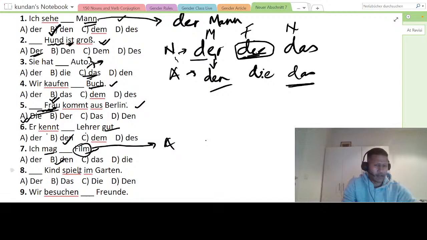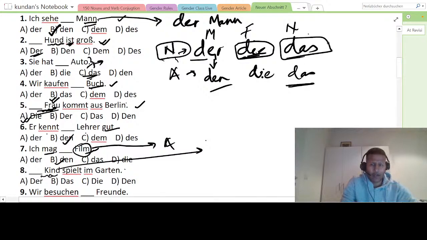Den is marked then. Film. Und Kind spielt im Garten. So Kind is what? Subject. And the subject will always be in nominative. But Kind is what? Neutral. Das Kind. So this will be das Kind. I hope this is clear.